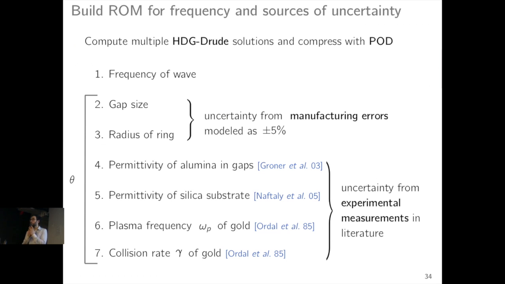All in all, what we decided to do is develop a reduced order model for these 7 parameters. First of all, the frequency, because we want to perform frequency sweeps. And then we also take into account the geometry of the rings, both the gap size and the radius, modeled as plus minus 5% of their nominal values. And we also take into account variability in the optical constants. And the confidence intervals for these optical constants are the ones given by the experimental measurements in the literature.